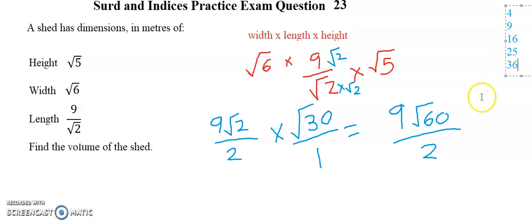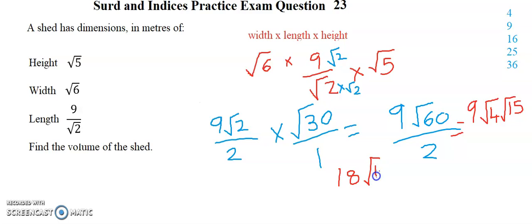So I know 4 times 15 is 60, so I can rewrite that by going 9 square root of 4 square root of 15. Now, square root of 4 is 2, so 2 times 9 is 18, square root of 15, and we're dividing it by 2. If I go 18 divided by 2, that gives me 9. 9 square root of 15.